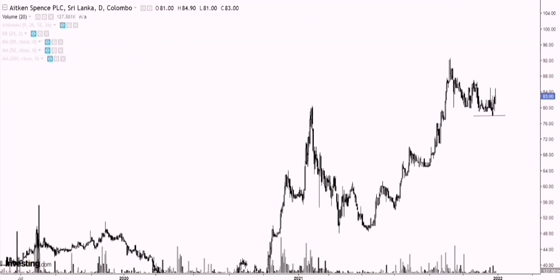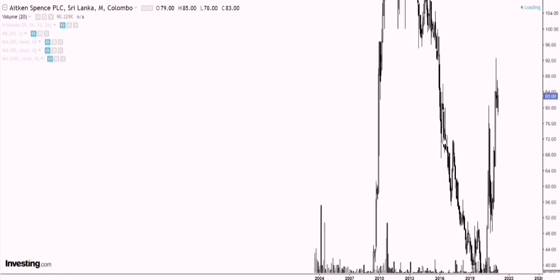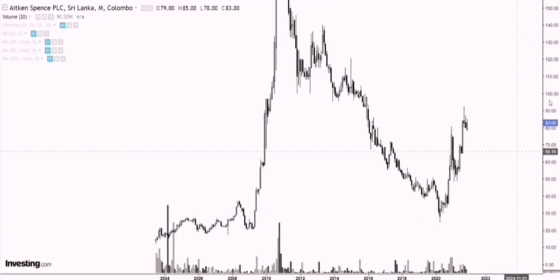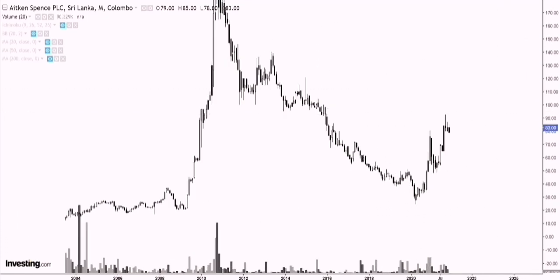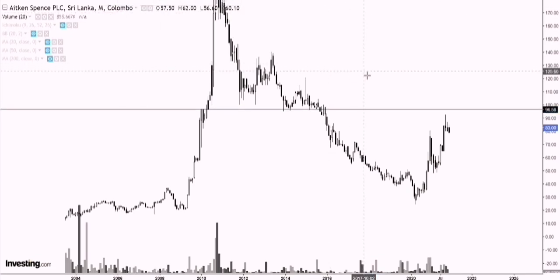So let's quickly move into the monthly chart just to see how the price action is. Looking at this, we can clearly see that there is some heavy resistance around this 93 to 95 level. So it's clearly a very strong level on the monthly chart, and since we are looking at the monthly chart, which is one of the biggest time frames on the chart, that clearly indicates that it is going to be a very strong level to break.